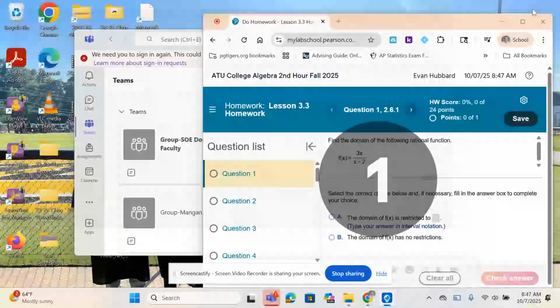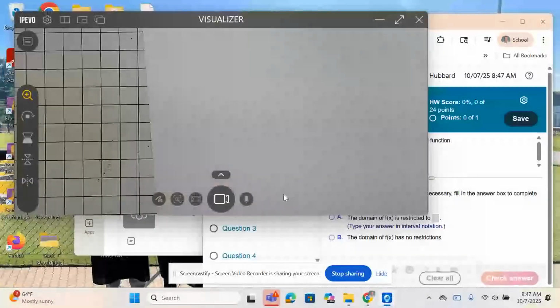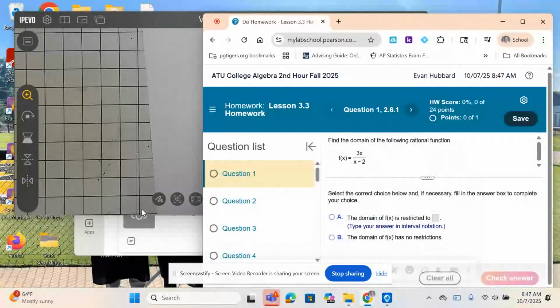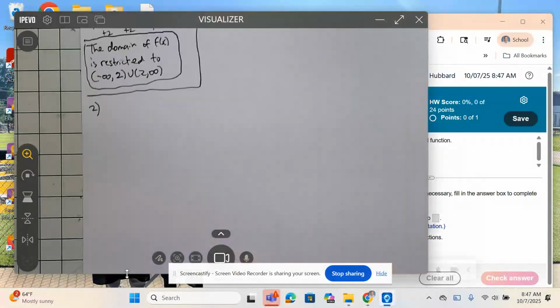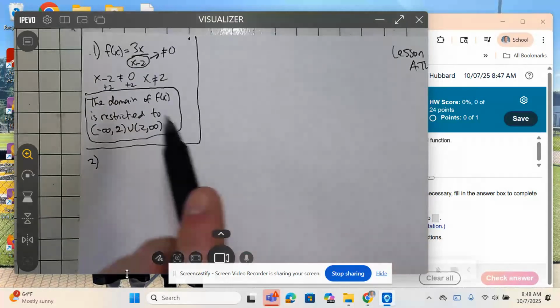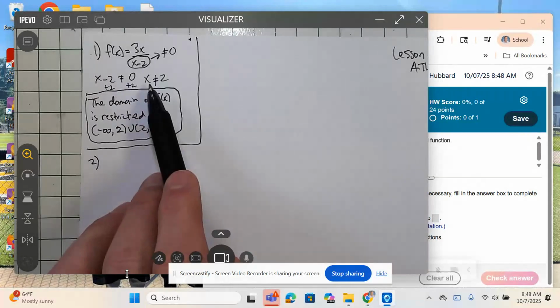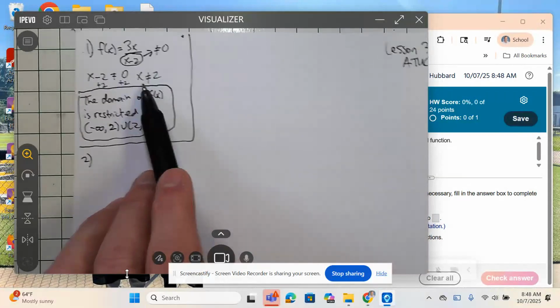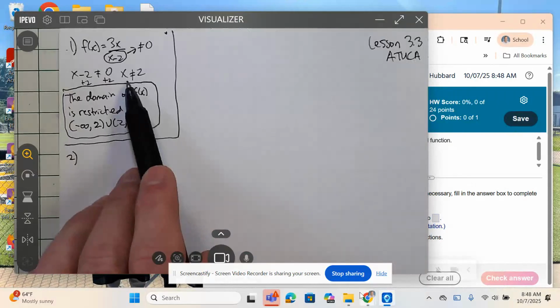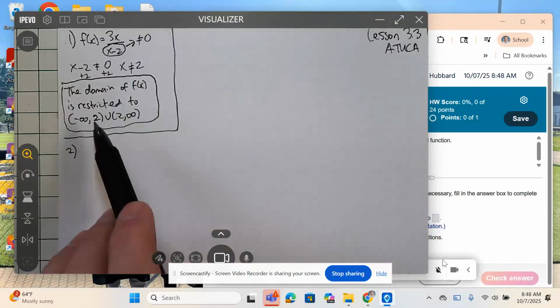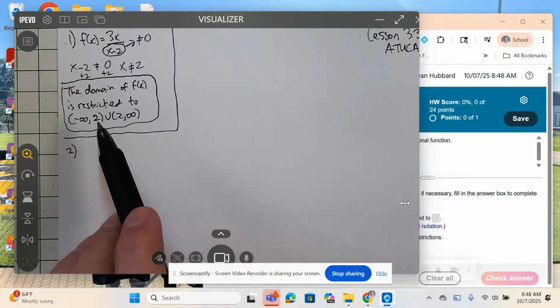All right, number one. Was not ready here. So 3x divided by x minus 2. I need to know the domain. Actually, I already worked this one. So you want to see what makes the bottom equal 0. So what minus 2 gives you 0? It's 2. So it can't be 2. So the domain's going to be everything but 2.